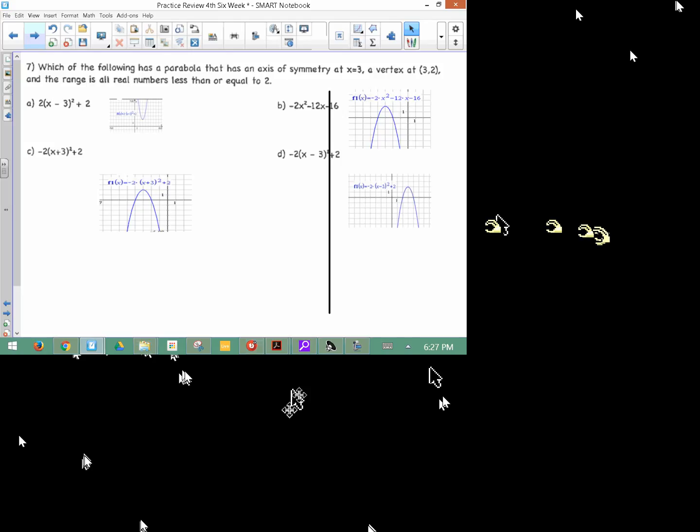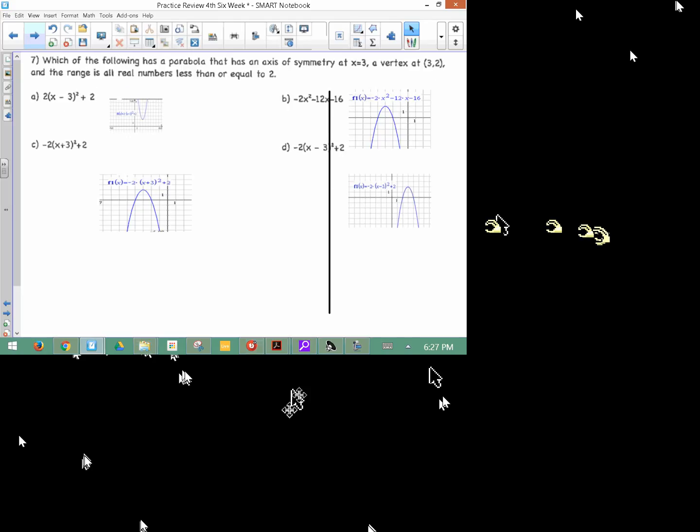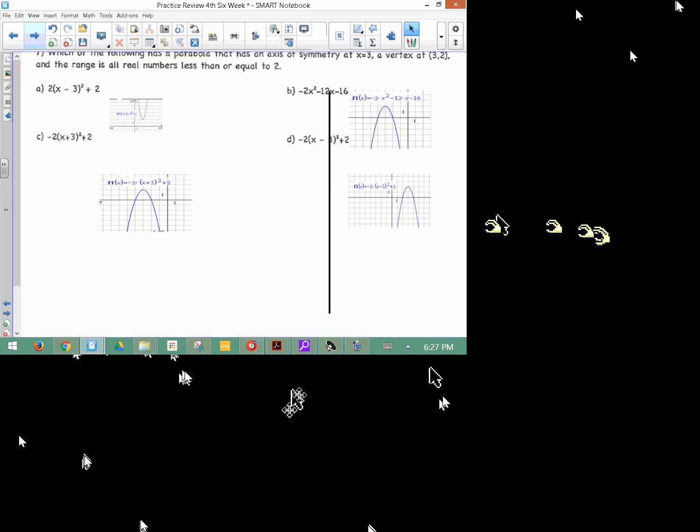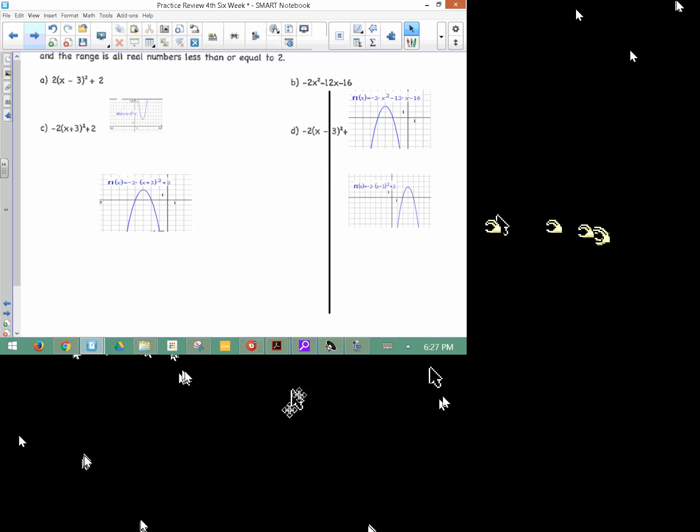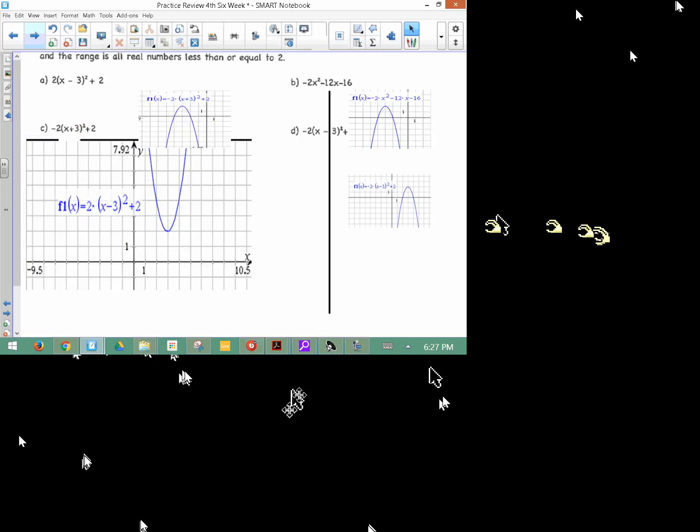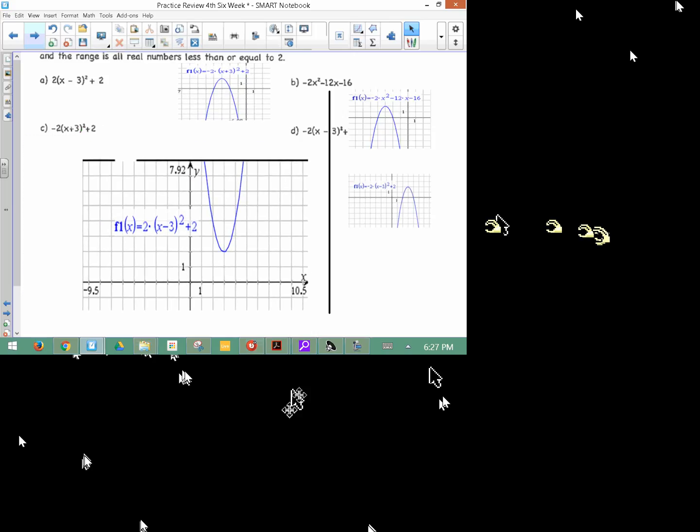If you graph these, and I'm assuming that you know how to graph at this point, just look at the graph. Let's graph one of these. I think I'll take this one and make it larger. Okay, move that one out of the way. If I graph A, look at the graph of A. I'll see that it does have a vertex of 3, 2. If you look carefully, you might be able to see why it has a vertex of 3, 2.